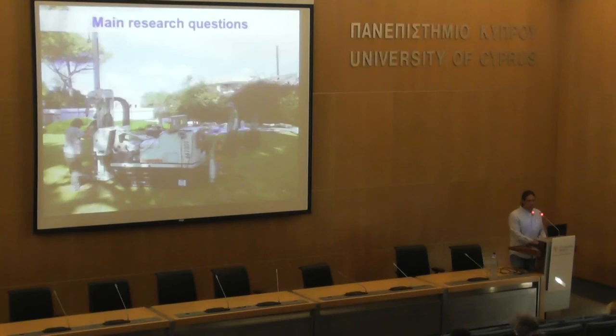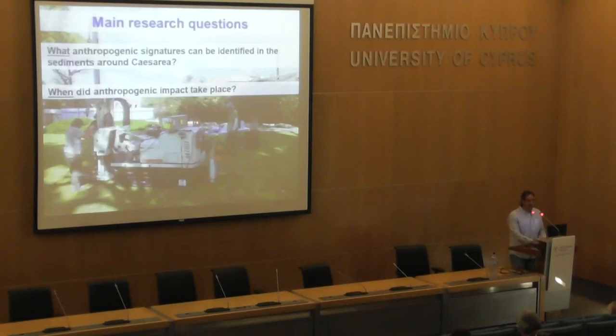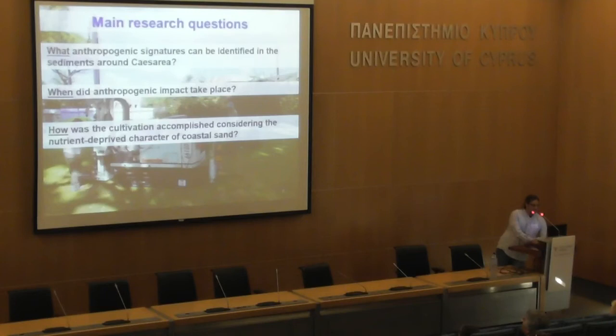The main research questions of this research are: what anthropogenic signature can be identified in the sediments around Caesarea? And when did anthropogenic impact take place? And the third question is: how was the cultivation accomplished considering the nutrient-deprived character of the coastal sand?